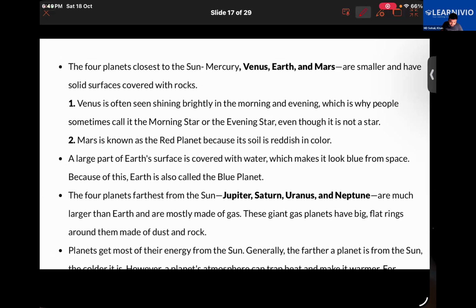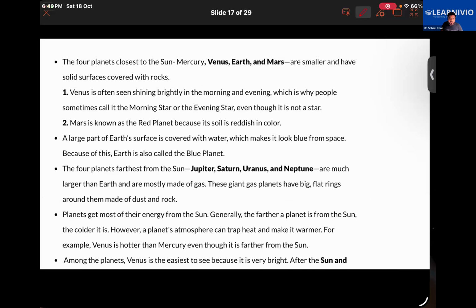Let's get familiar with some of the interesting things about the first 4 planets. Talking about Venus, Venus comes right after Mercury. You have first Mercury and then comes Venus. It is often seen shining brightly in the morning and evening, which is why people sometimes call it the morning star or the evening star. Even though it is not a star, keep it in mind.